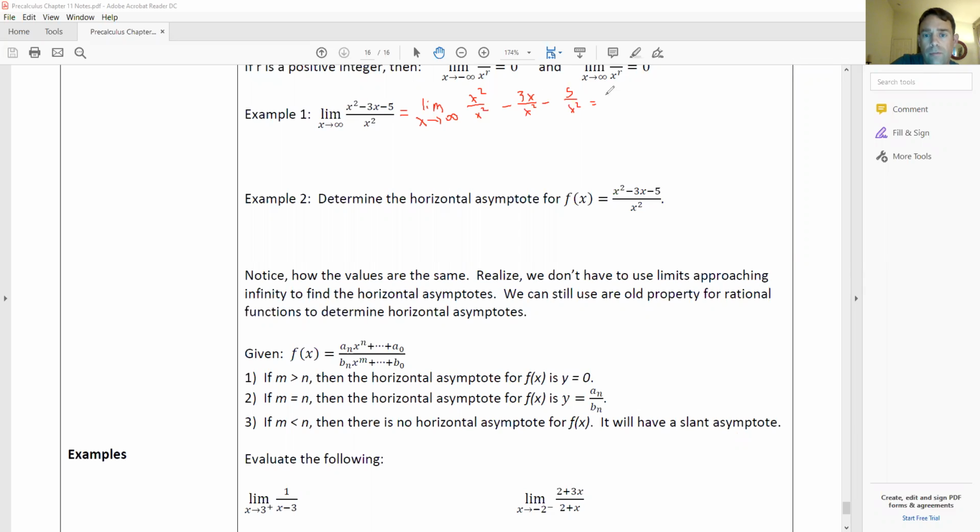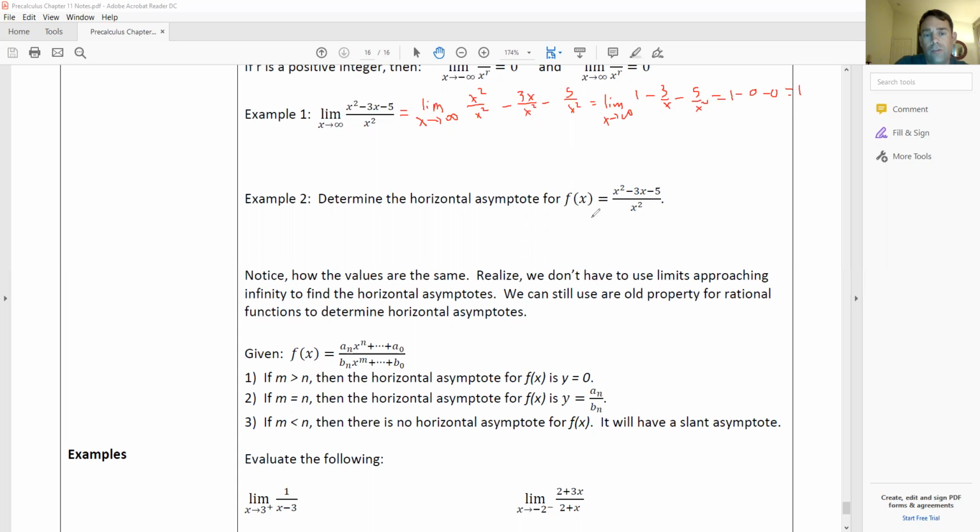And when I do that, friends, I end up with 1 minus 3 over x minus 5 over x squared. So that's 1. 3 divided by infinity is 0. 5 divided by infinity is 0. So the whole limit is equal to 1.